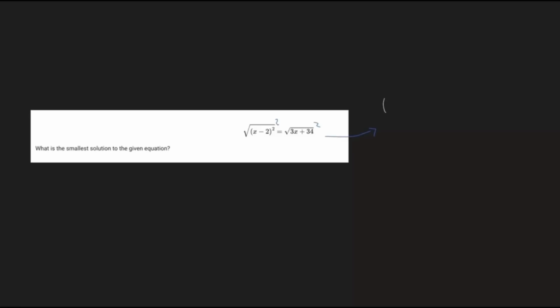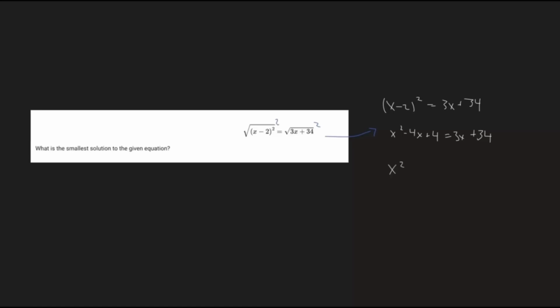So we have (x minus 2) squared equals 3x plus 34. Now we know that (x minus 2) squared can be rewritten as x squared minus 4x plus 4, and we can set this equal to 3x plus 34. Now we just want to get everything on one side, right? Because then it becomes a quadratic equation which we can factor and solve for the zeros. So if we subtract 3x and subtract 34, we'll get the following.